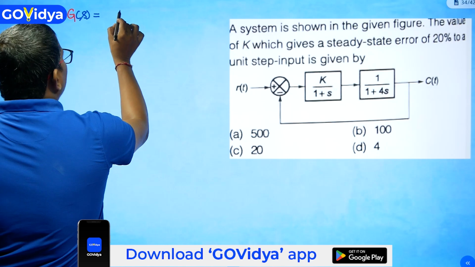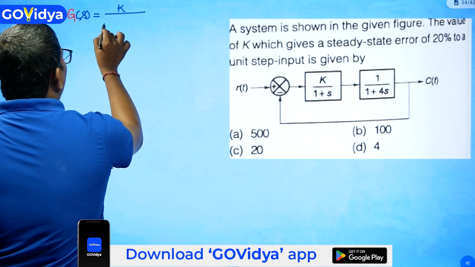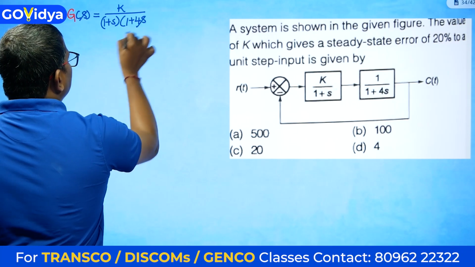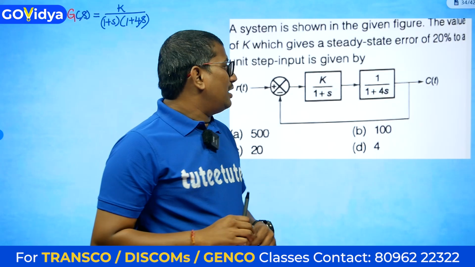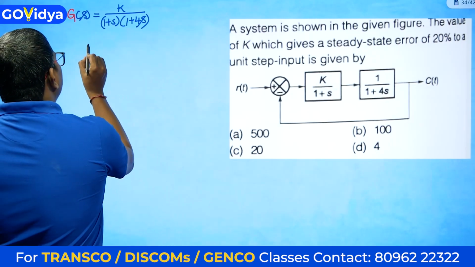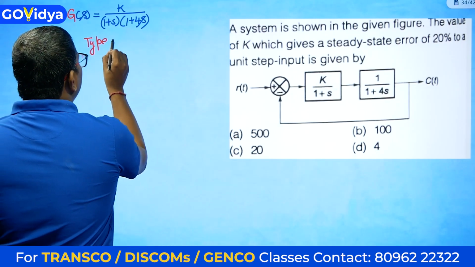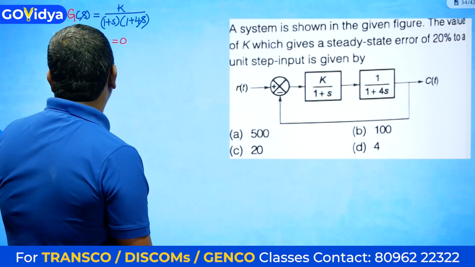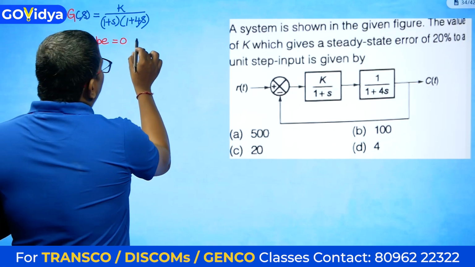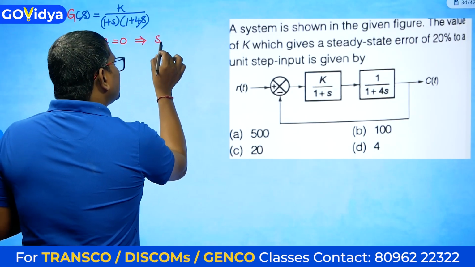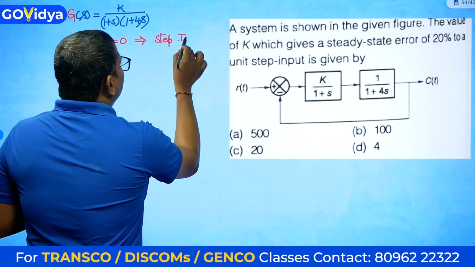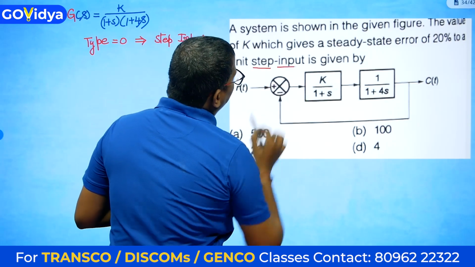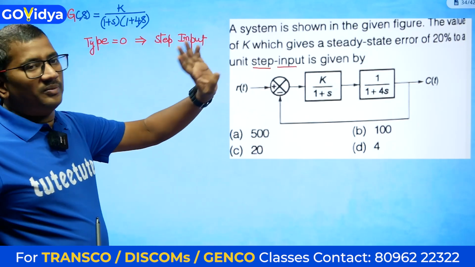What is G of s? Can I say G of s is nothing but k by (1 plus s) into (1 plus 4s)? That is the open loop transfer function. And strictly speaking, what is the type of the given system? Always for steady state error, check the type of the system every time so that you never get any confusion. It is type 0. So type 0 is suitable for what type of input to get a finite error? Step input. And as per the given question, the input is step input only, right? So 20% error is correct.